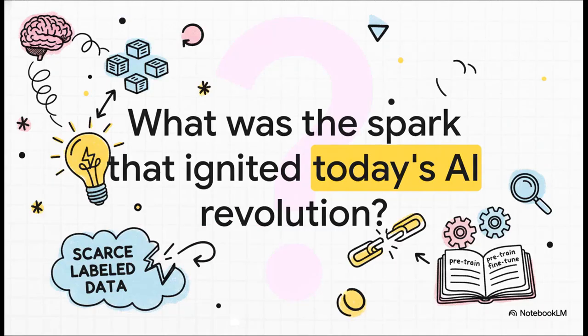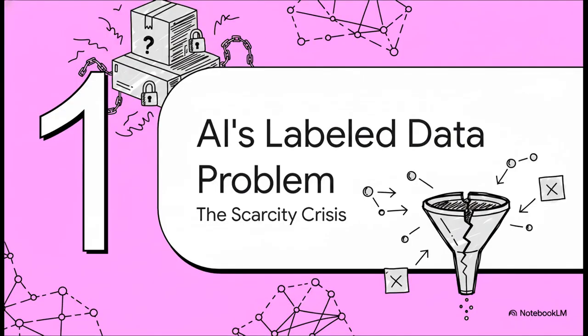You know, way before ChatGPT was a thing anybody had heard of, a team at OpenAI put out this idea, and it basically changed everything. And it all started because they were trying to solve this one massive problem that was just holding the entire field of AI back. All right, so let's dive right in. What was the big problem?